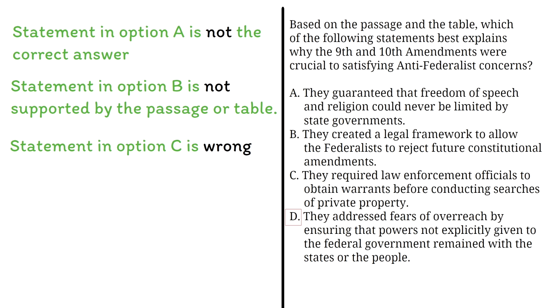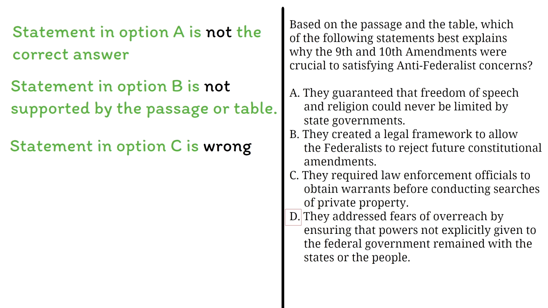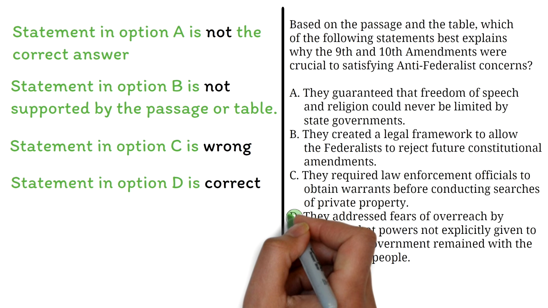Option D says, they addressed fears of overreach by ensuring that powers not explicitly given to the federal government remained with the states or the people. That's correct. The passage explains that Anti-Federalists feared the federal government might become too powerful. The table states that the 9th and 10th Amendments reserve unlisted rights to the people and undelegated powers to the states or the people. These amendments directly addressed the Anti-Federalist concern that the federal government could expand its authority beyond what the Constitution intended. So the correct answer is therefore option D.